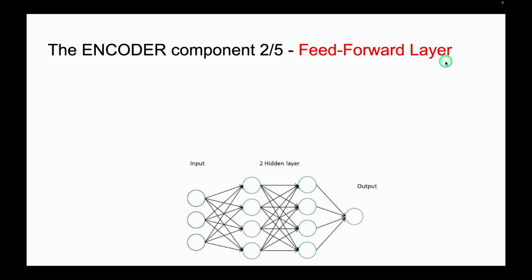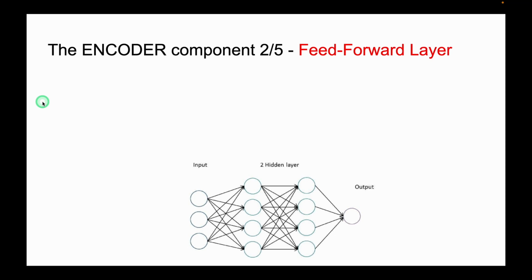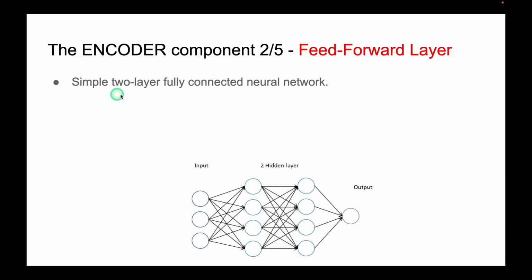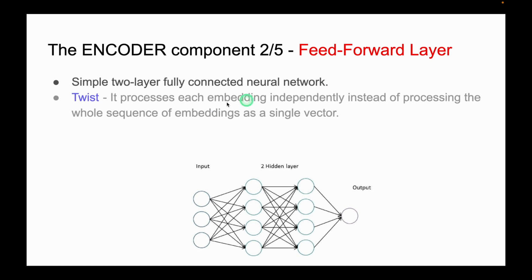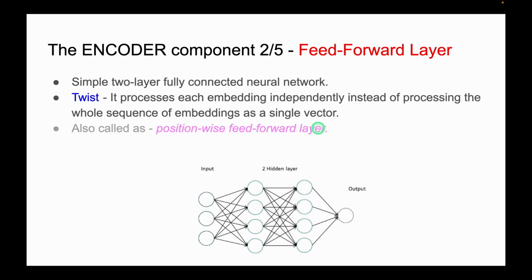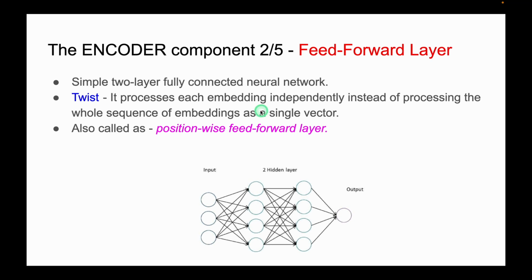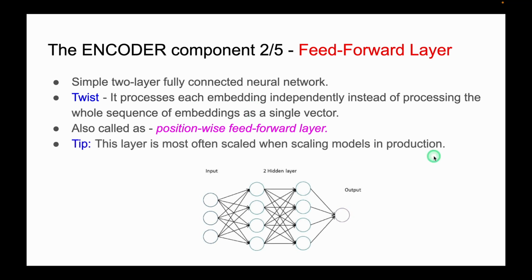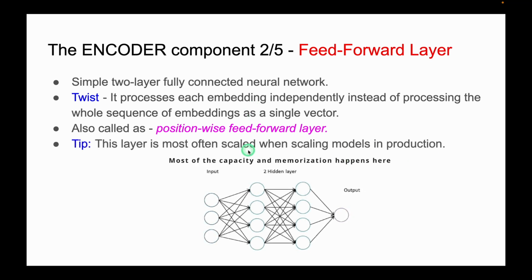Now let's get into the next layer, which is called the feed-forward layer. The feed-forward layer in the encoder and decoder is just a simple two-layer fully connected neural network. The twist is that it processes each embedding independently instead of processing the whole sequence of embeddings as a single vector. Hence, it is also called the position-wise feed-forward layer. An important point to remember is that this layer is most often scaled when scaling models in production because it is assumed that most of the capacity and memorization happens here.